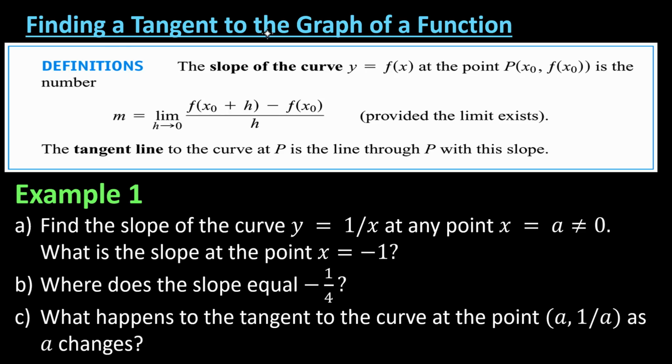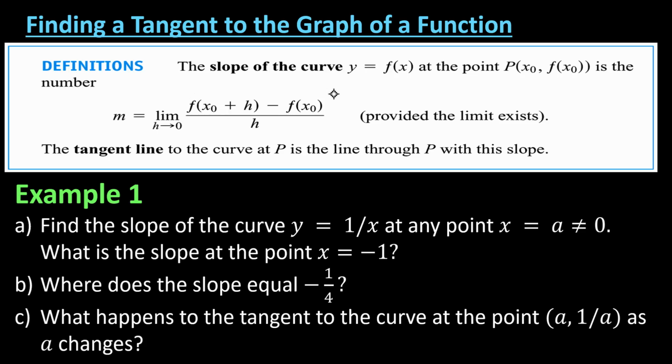Finding a tangent to the graph of a function, say y is equal to f of x. By definition, the slope of the curve at a point, this is the curve, at the point when you've got x equal to x sub 0, that's y sub 0, which is f of x sub 0, is a number m, which is what?